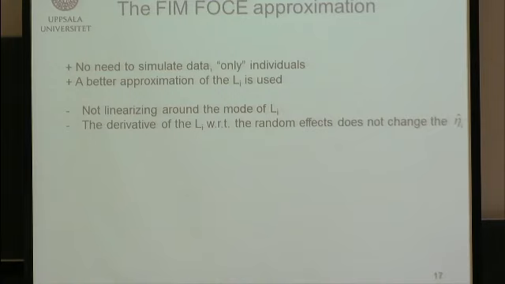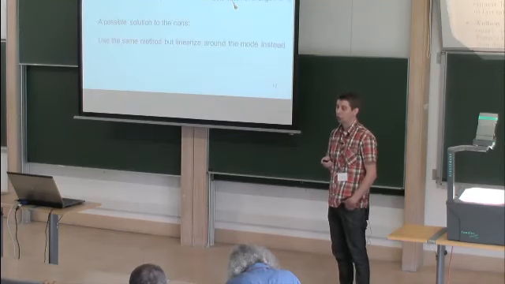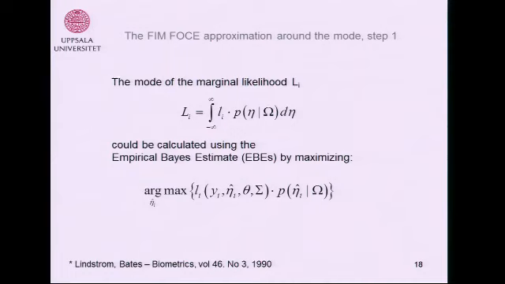And the derivative of this marginal likelihood with respect to the population parameters is what you will use when you calculate the Fisher information matrix. So this block A, B, and C doesn't really update this eta sample automatically, because you don't have any correlation between the population parameters and the fixed effect and the individual sample here. So an obvious solution would be to use the same linearization method and calculate that around the mode instead. So that's what we tried.